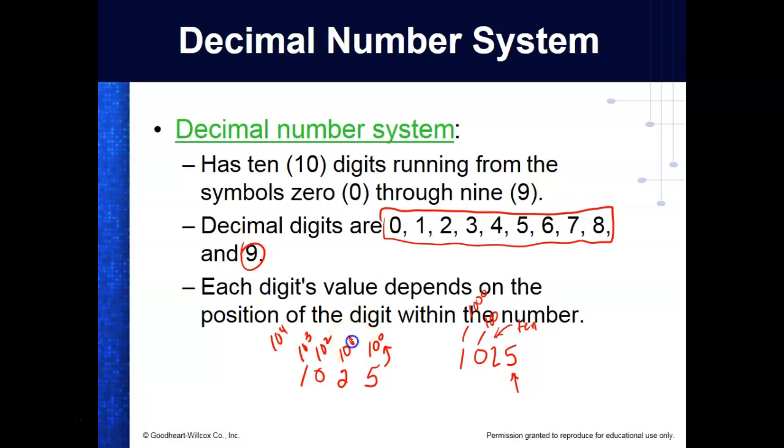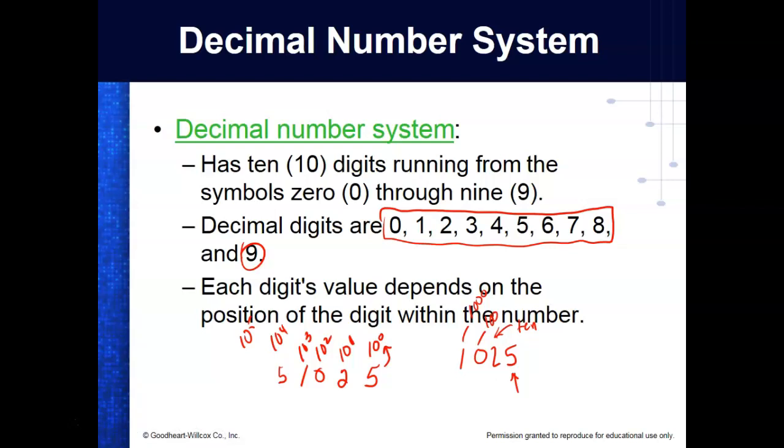10 raised to the first power would be equal to what? Oh, y'all don't believe me? So any number raised to the 0 power is 1. 10 to the first would be 10. 10 to the second would be 100. 10 to the third would be 1,000. 10 to the fourth would be 10,000. What would the next one be if I put another digit out here? 10 to the fifth, right? You okay? And this is why it's called a base 10 numbering system, because the base is 10.